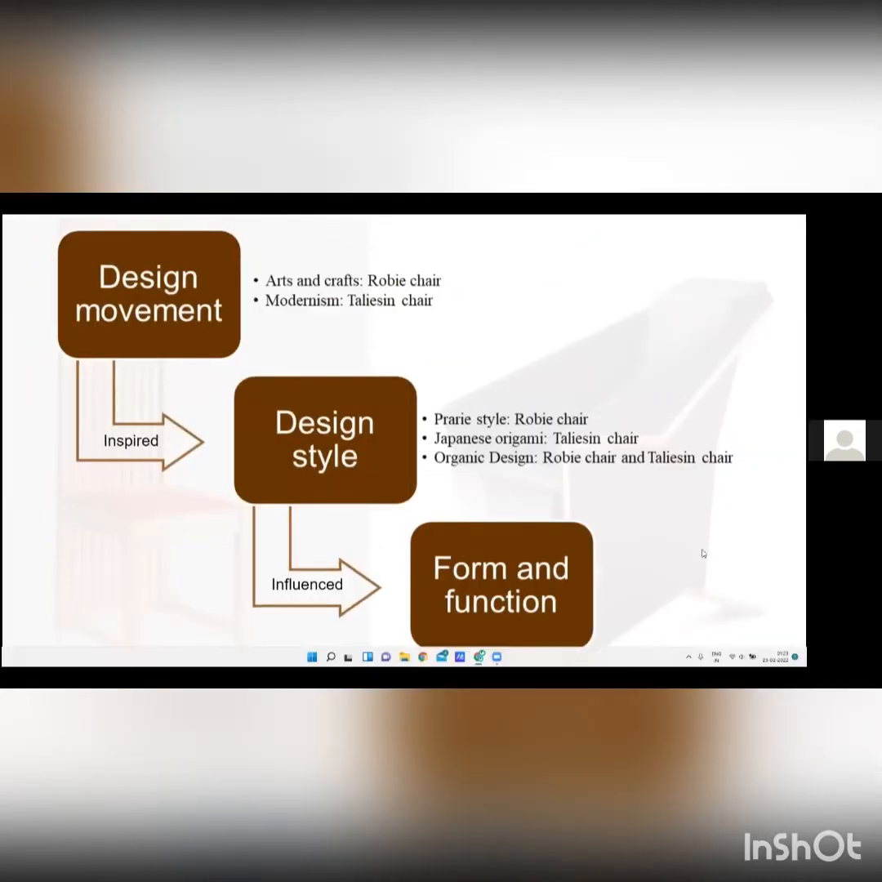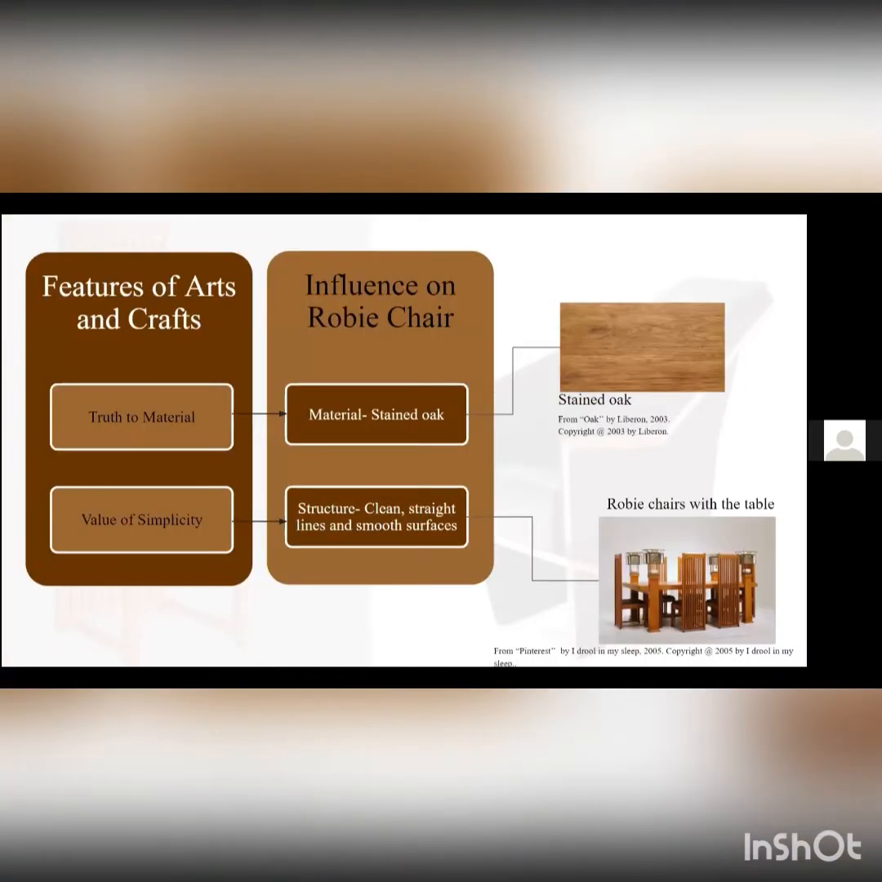The design movements that were popular during that particular time greatly affected the design style of F.L. Wright, which in turn influenced the form and function of these chairs. The Robbie chair was made during the arts and crafts movement. The movement emerged around 1860 from the attempt to reform design and decoration in mid-19th century Britain.